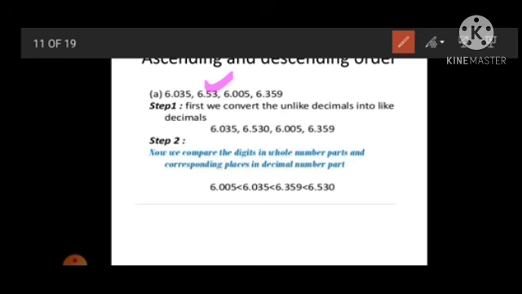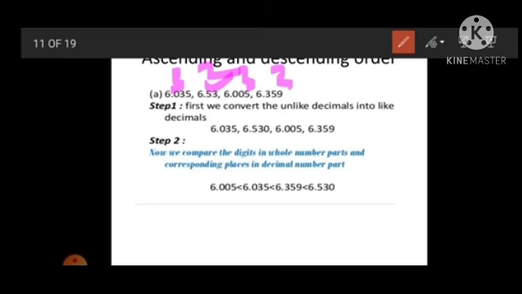Here there are 3 digits after the decimal point, here 2 digits, here 3 digits, 3 digits. Which one is only converted? The second one. So 6.035, comma, 6.530, we add a 0, then comma, 6.005 and 6.359.